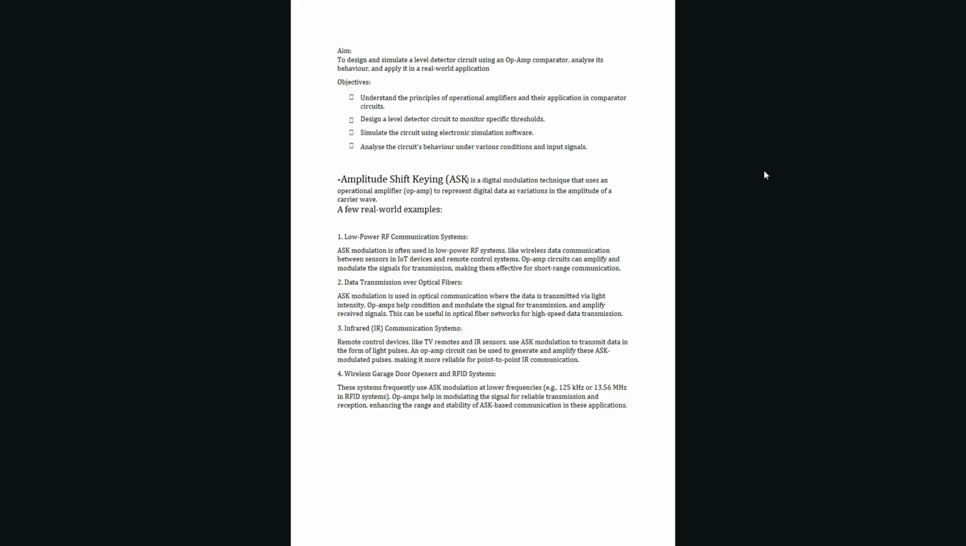So our aim is to design and simulate a level detector circuit using an op-amp comparator, analyze its behavior and apply it in a real-world application. The objective is to understand the principle of op-amp and its application in comparator circuits.